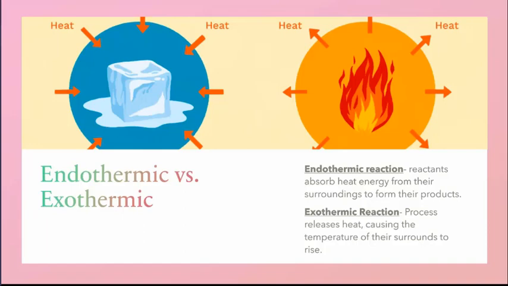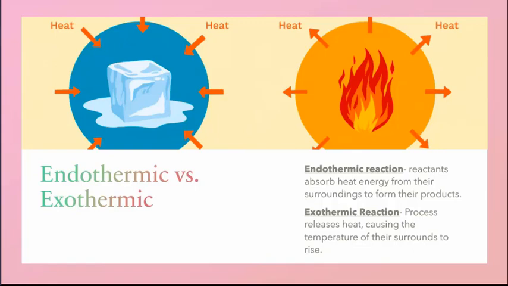Enthalpy can be understood as an endothermic or an exothermic reaction. Endothermic reactions are when the reactants absorb heat energy from their surroundings, so the reaction can be completed and products can be formed. Exothermic reactions, on the other hand, are a process where heat is released to form their products, and the temperature of their surroundings increases.